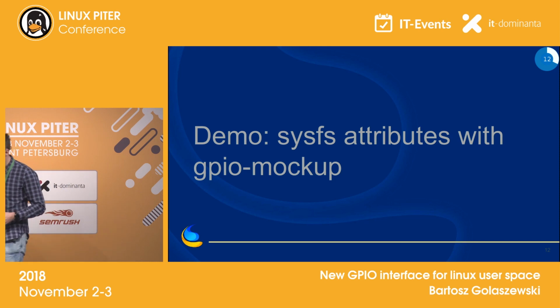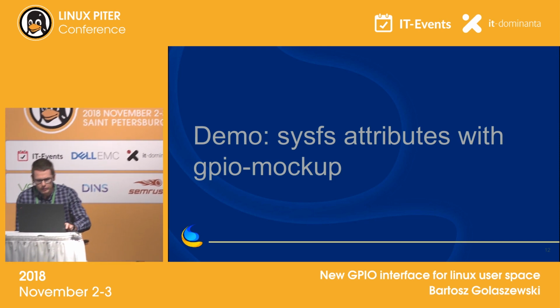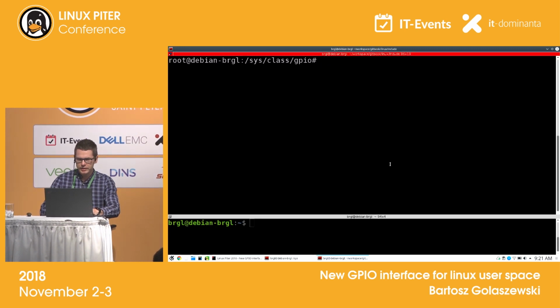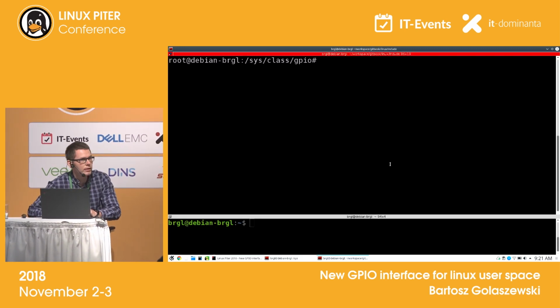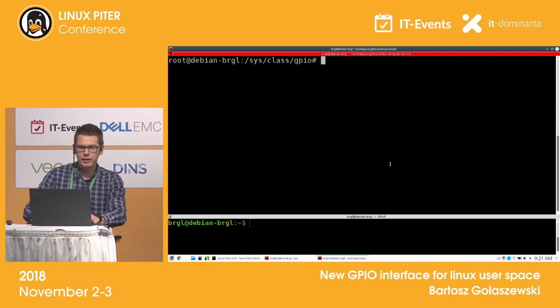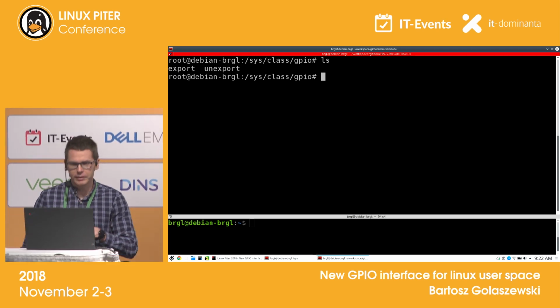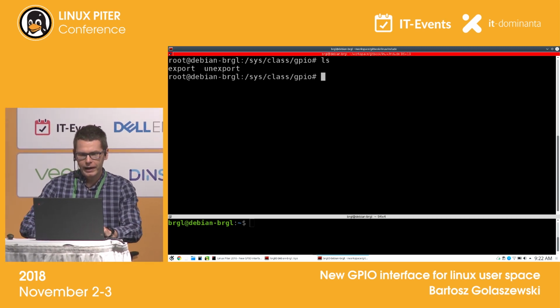Just to show you a quick demo of how it works for those of you who don't have any experience with it. Basically, in sys, can you see this? Is it okay? In sys/class/gpio, we have a set of files. By default, it's only export and unexport. By the way, I'm going to be using here and later on in my presentation a kernel module called gpio-mockup. This is a testing module which creates a set of virtual GPIO chips. This is nice for testing, so you can check it out.